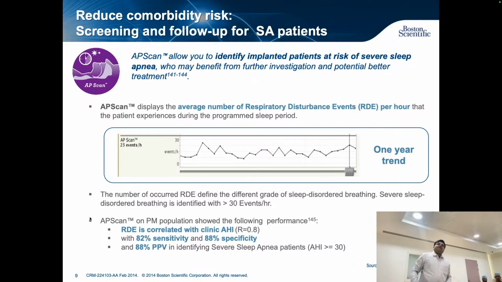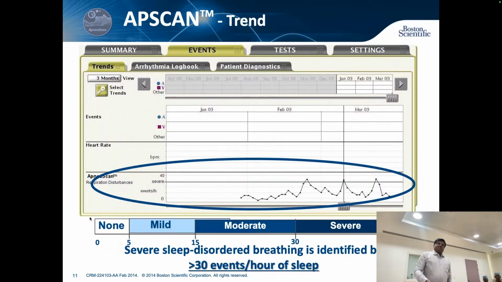This is a typical patient's 1 year trend. If you see, this is zero events, 10 events, 20 events, and 30 events. I will come back to this slide. If the events in 1 hour are from 0 to 5, then there is no sleep apnea disorder for this patient. Less than 5. If it is from 5 to 15, there is a possibility that this patient may have mild sleep apnea, which the device can find out.